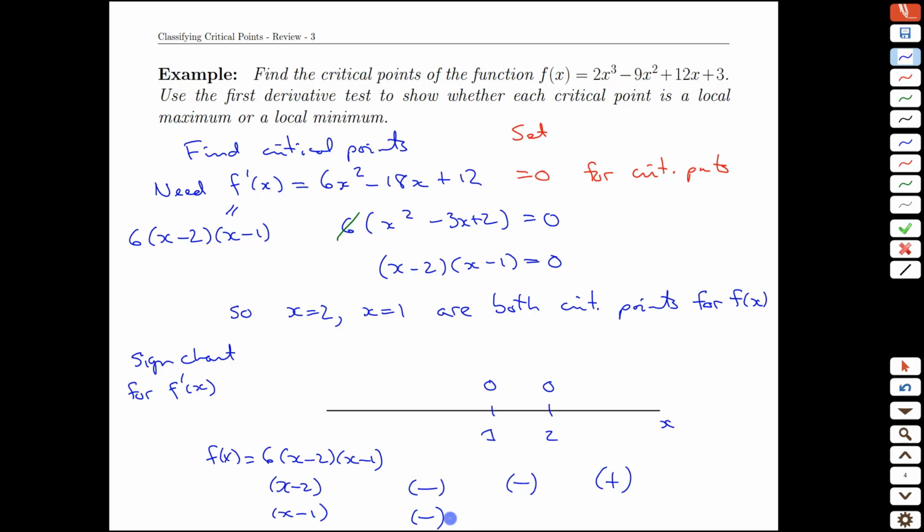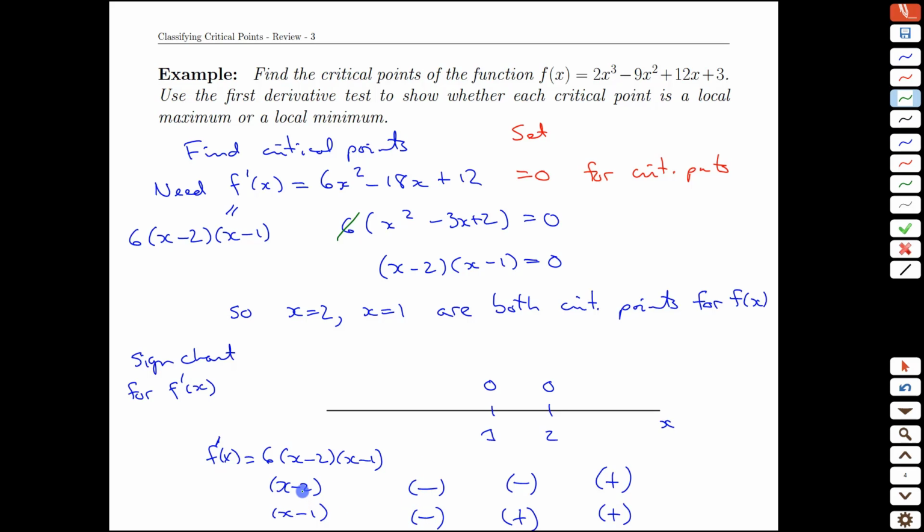And when we have values just past 1, like 1.2, 1.4, we're going to flip that to be positive. And once we get past 2, it's going to stay positive as well. Numbers like 3, 4, 10 will give us positive values for this. And then being careful here, this is actually f prime, which is our slope formula. We can now summarize this.